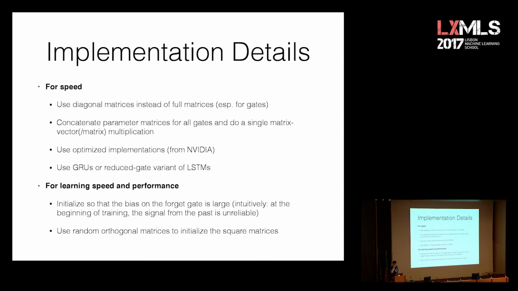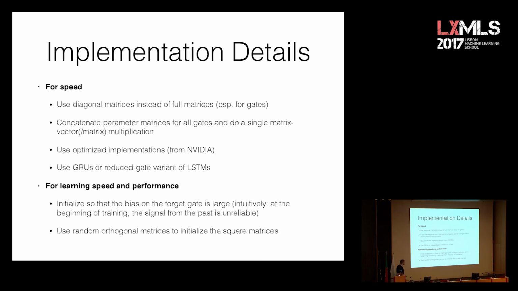OK, for implementation details, you can use diagonal matrices instead of full matrices, especially for the gates. It hurts a little bit, but it makes things a lot faster. You can concatenate parameter matrices for all the gates and compute all of them in one single matrix-vector or matrix-matrix multiplication. There are some very nice new optimized implementations from NVIDIA. And you can use GRUs and reduced gate variants of LSTMs.